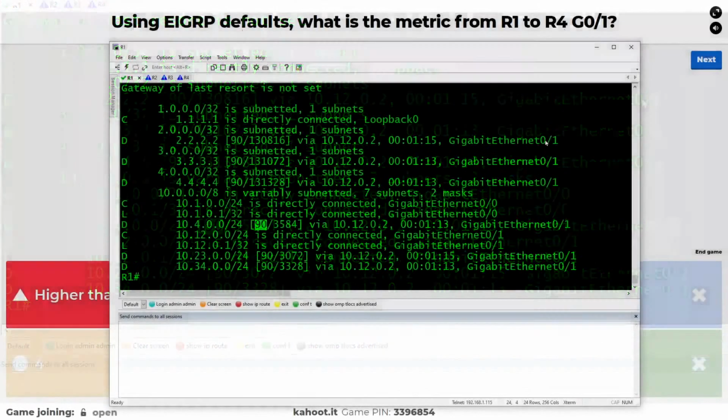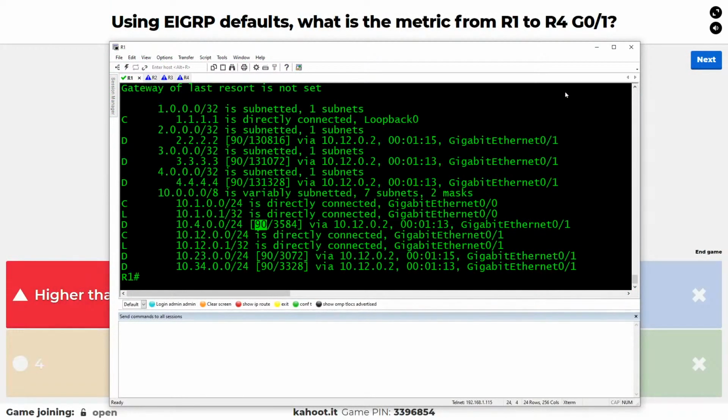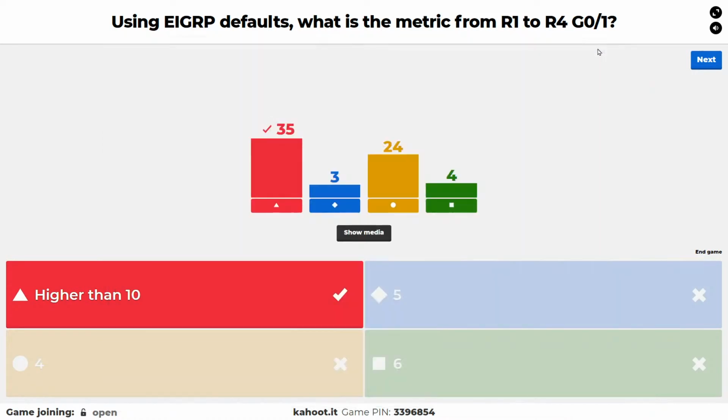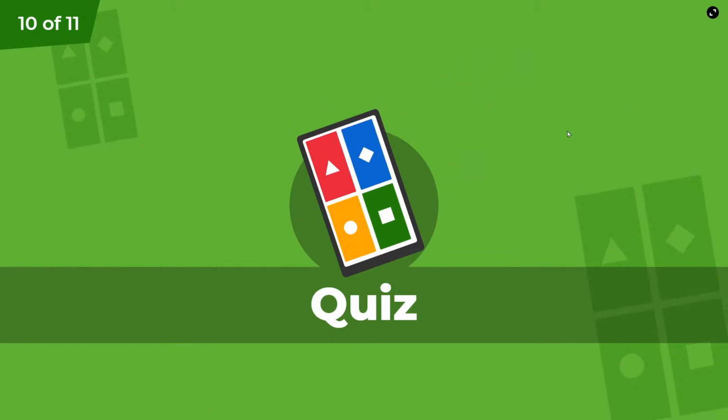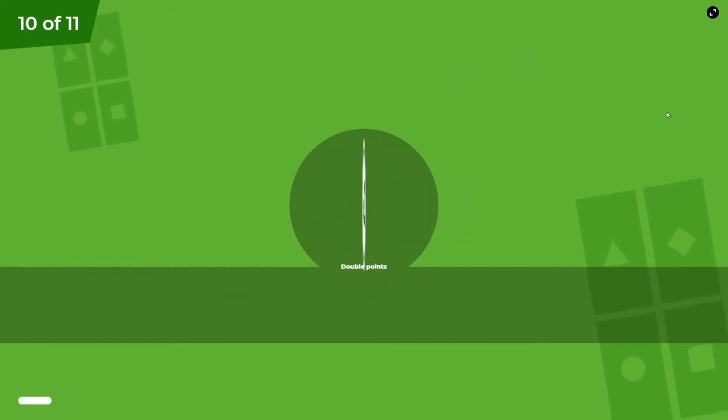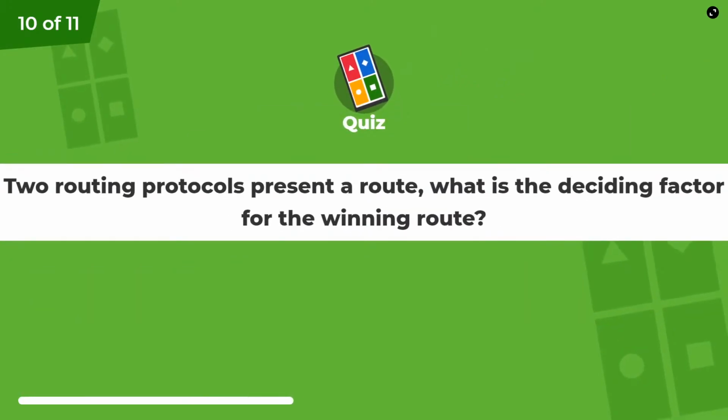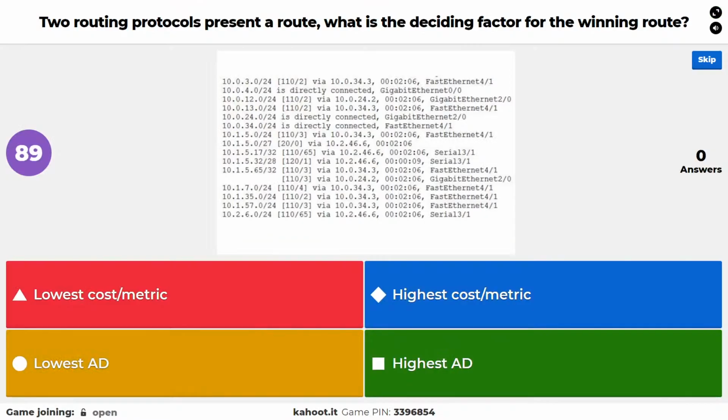Okay. All right. So let's go back to this bigger screen. I will minimize that one. We'll click on next. It's higher than 10. All right, confirm that. And I think we have like one or two questions left. And one of these is going to be a gimme. It's going to be so easy based on what we just looked at. So here we go. Question 10 of 11. Double points. Two routing protocols present a route. What is the deciding factor for the winning route?